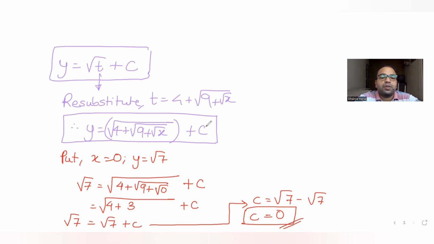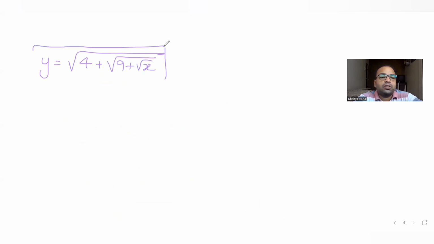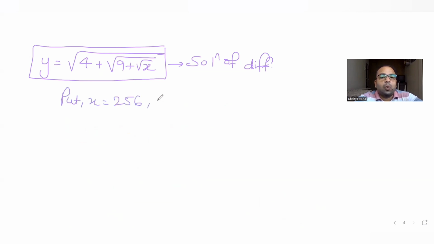So if I substitute that c's value as 0 here, I get my solution of the differential equation as y is equal to root of 4 plus root of 9 plus root of x. So this is my solution of the differential equation. And in this question, we have been asked that when x is equal to 256, what is the value of y? So let's put that.